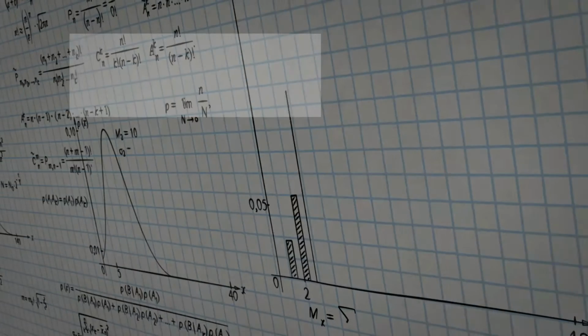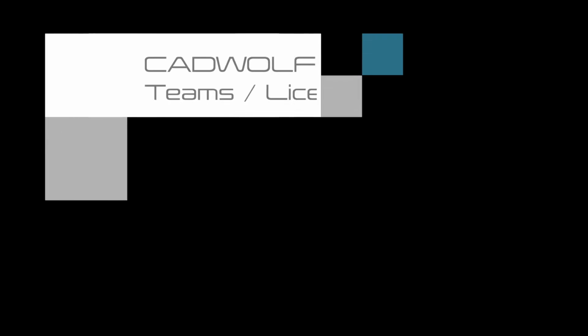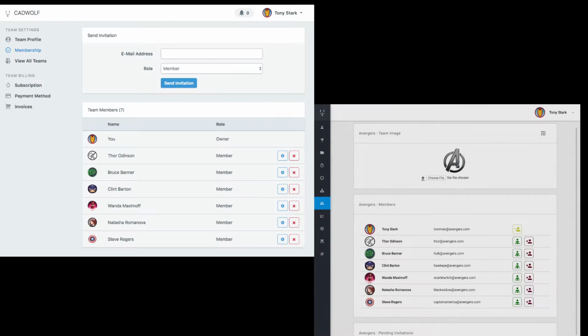Welcome to the CADWOLF tutorial on teams and licenses. Now, teams at CADWOLF are used for two reasons. The first is to purchase a license for a group of users at a business, and the second is to give permissions to a group of users as opposed to a single user.